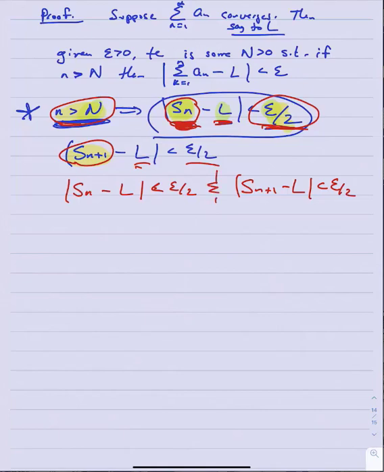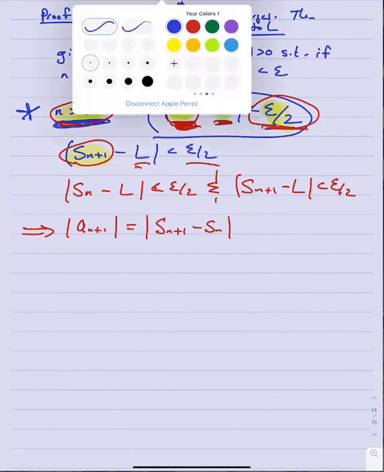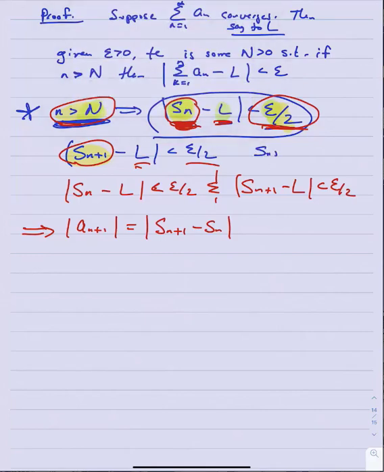So let's just say those are both true. Okay, note that by what we just said above, a sub n plus 1 in absolute value is just the absolute value of S sub n plus 1 minus S sub n. Remember what we wrote up here a minute ago, and I erased it, I think, but we said that S sub n plus 1, the n plus first partial sum, was just the previous partial sum plus the next term.